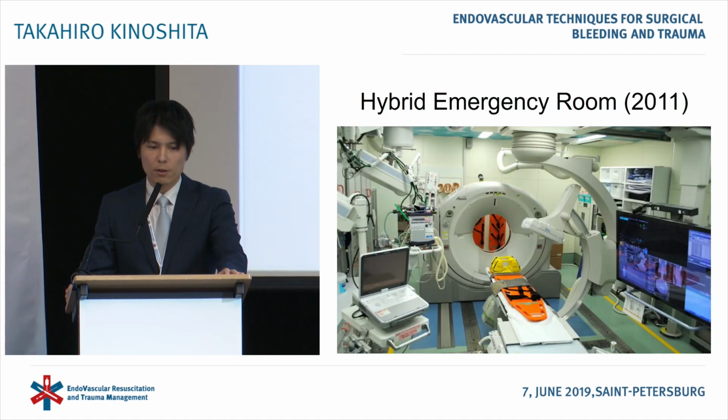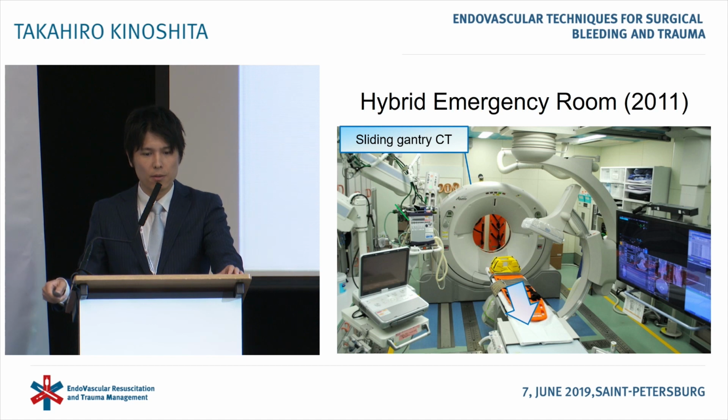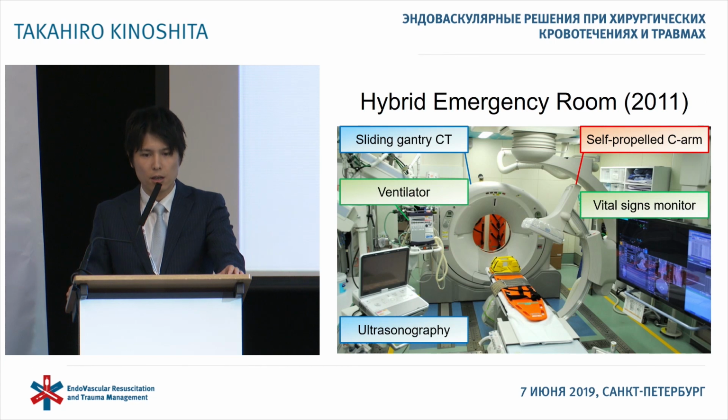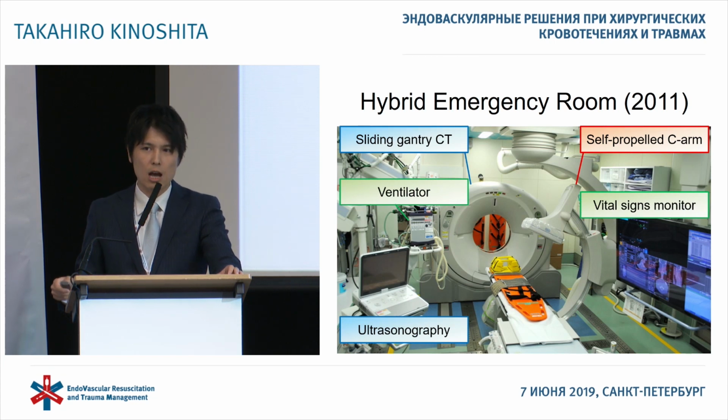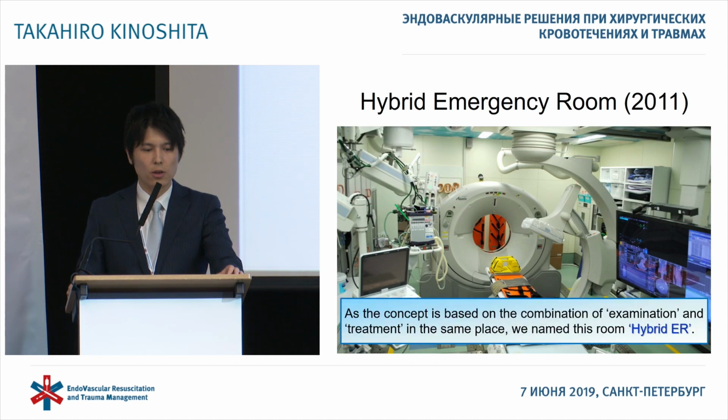In 2011, we installed an angio CT in the trauma resuscitation room. It consists of a sliding gantry CT scanner and a self-propelled chair. But we also have a ventilator, vital signs monitor, and ultrasonography. So now we can perform CT and surgery and IR even on the same table without any patient transfer. So the concept is based on the combination of examinations and treatment in a single place. We named this room the hybrid ER.